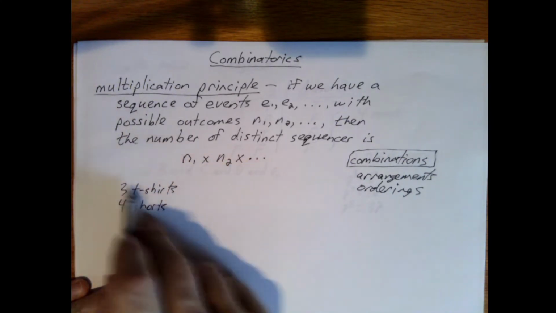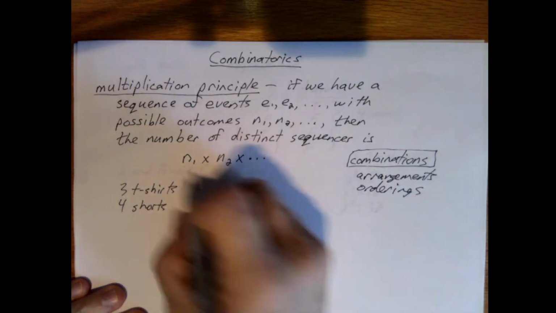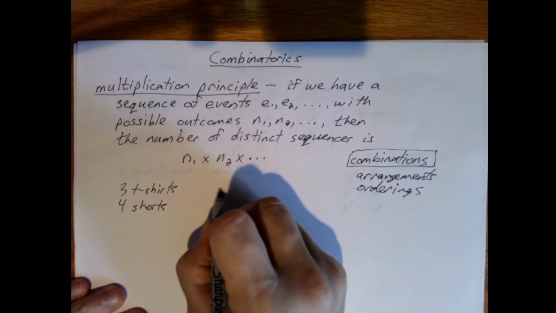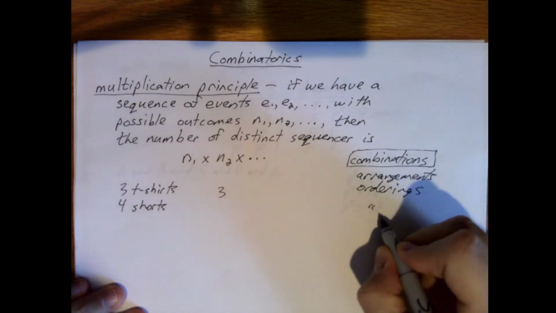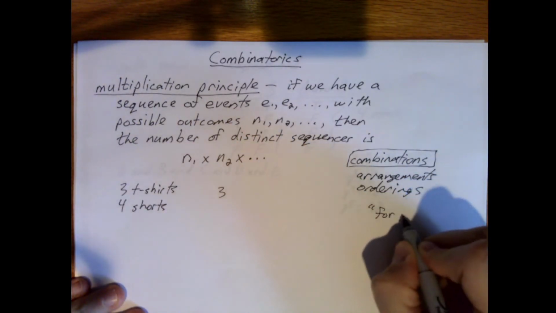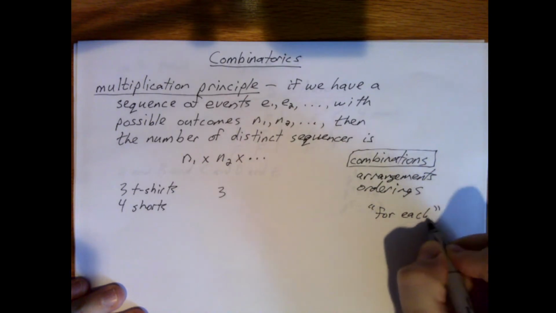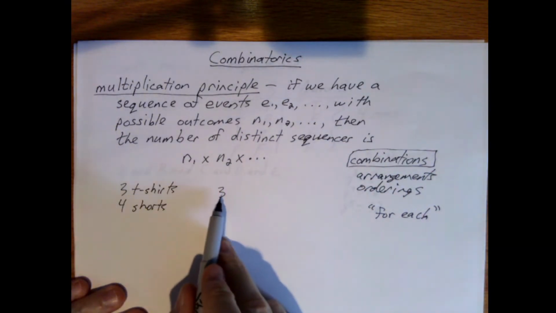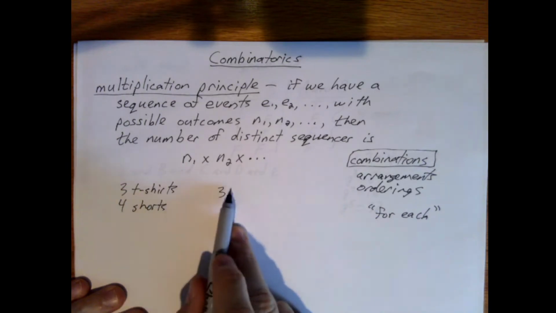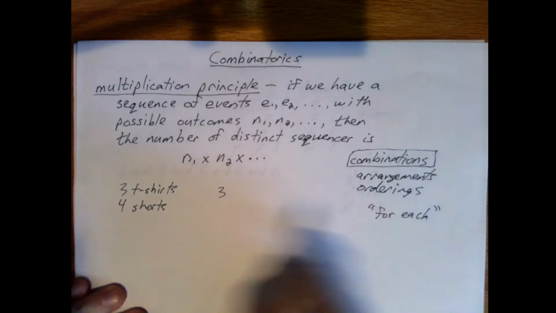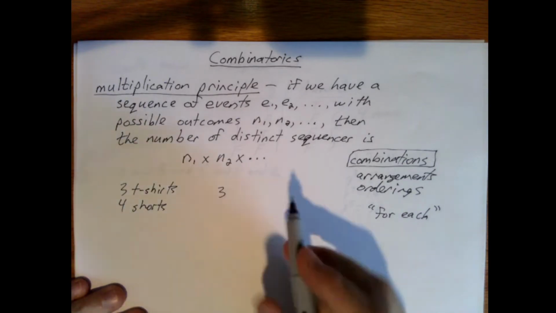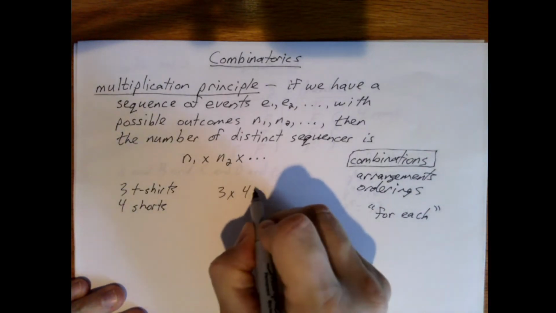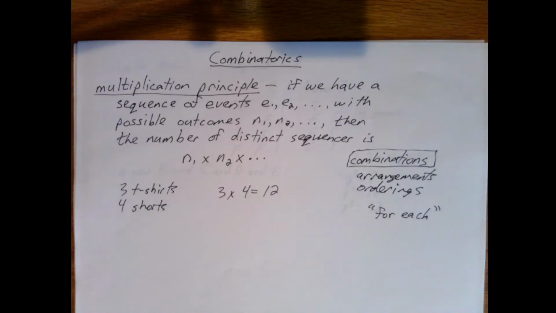So according to this formula that says I have 3 possibilities, that's the N1 here, 3 different t-shirts. And when I'm thinking about these types of problems in my head, I'm often using this phrase, for each. So I have these 3 t-shirts, and for each of those t-shirts, I can wear one of the 4 pairs of shorts. So 3 times 4 is equal to 12.